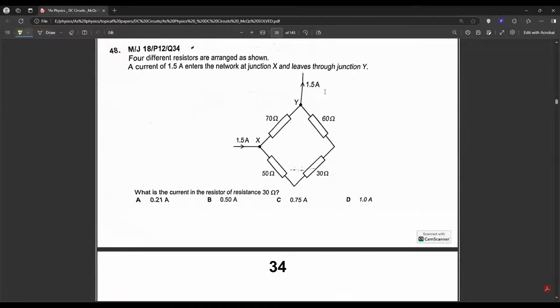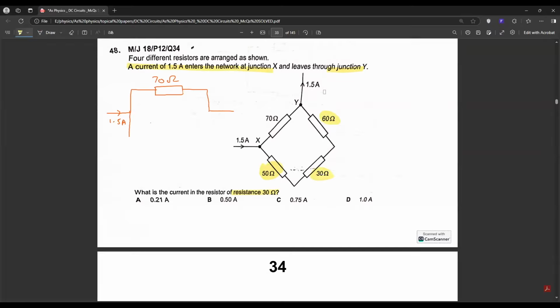Let's see this. 4 different resistors are arranged as shown. A current of 1.5 ampere enters the junction at X and leaves through junction Y. What is the current in the resistor of resistance 30 ohms? This is a deliberately made diagram to confuse you guys. Let me simplify this diagram. This is a current of 1.5 ampere coming here. This is your 70 ohm resistor. And on the bottom side, you have three resistors connected in series, 50, 30, and 60.